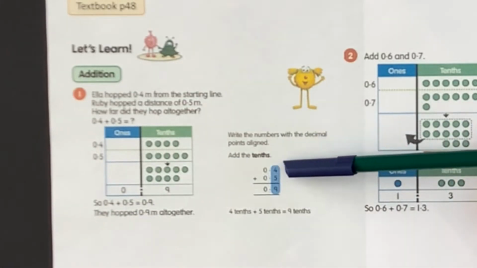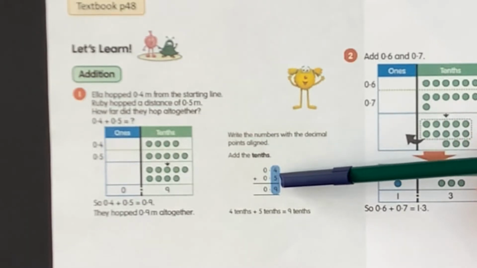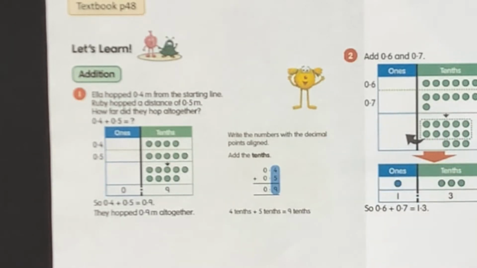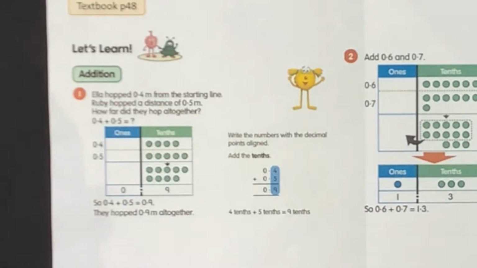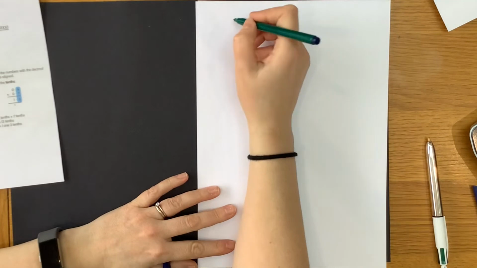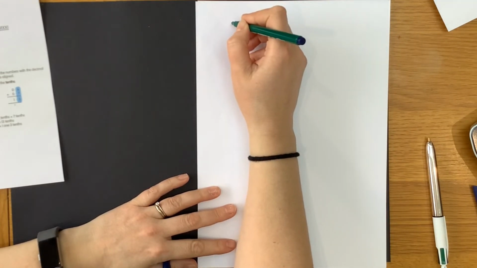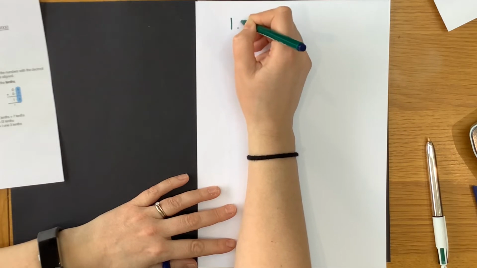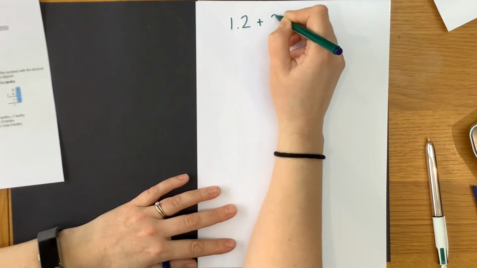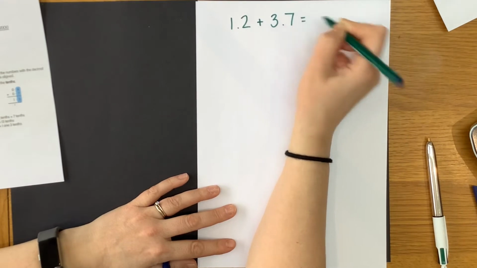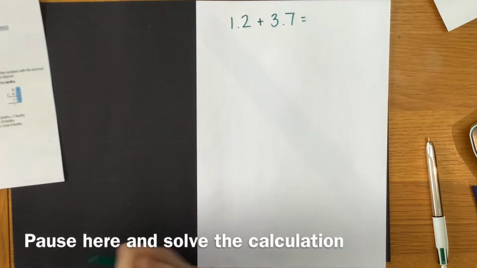As an abstract written method, it looks like this. We just line up our wholes and our tenths, 0.4. Underneath there, we put 0.5 and it gives us 0.9. Okay? I'm just going to ask you to do another one like that for me. So I'd like you to do for me in exactly that same way, and you can just do the abstract or you can draw it if you want to. Could you do for me 1.2 add 3.7? Can you pause the screen and have a go, and then we'll see if you got the same answer.